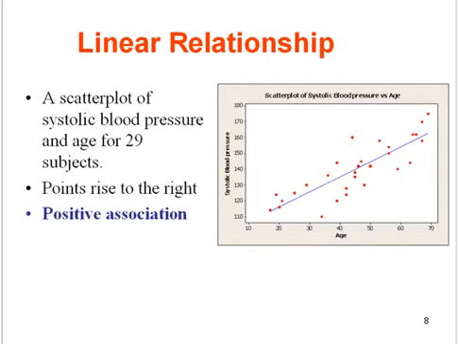We'd like to be able to describe our associations as either positive associations, negative associations, or potentially no associations. So as we look at the scatter diagram of age versus systolic blood pressure, I'm noticing that the points are rising to the right. When the points rise to the right, which corresponds to an increase in age resulting in an increase in systolic blood pressure, we have what is called a positive association.